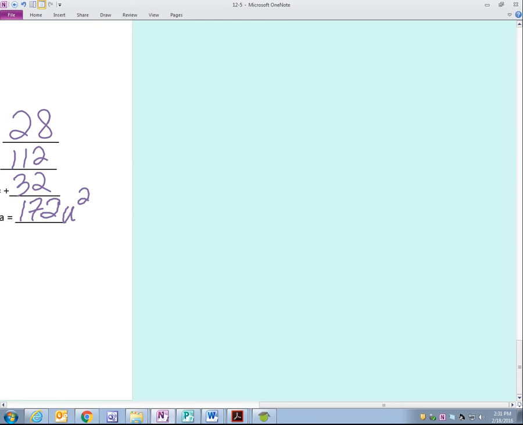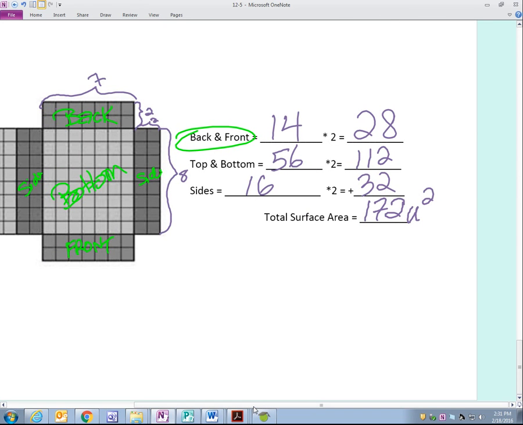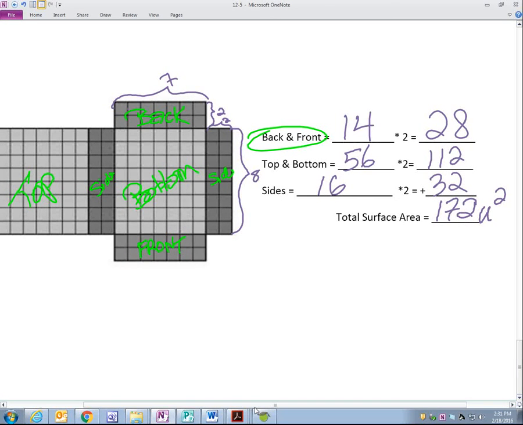Yes, ma'am. Are they going to give us units on the test? Yes. This way, it's units. It applies to everything, but with yours, you're going to have it be specific. Are there any questions? No. Okay.